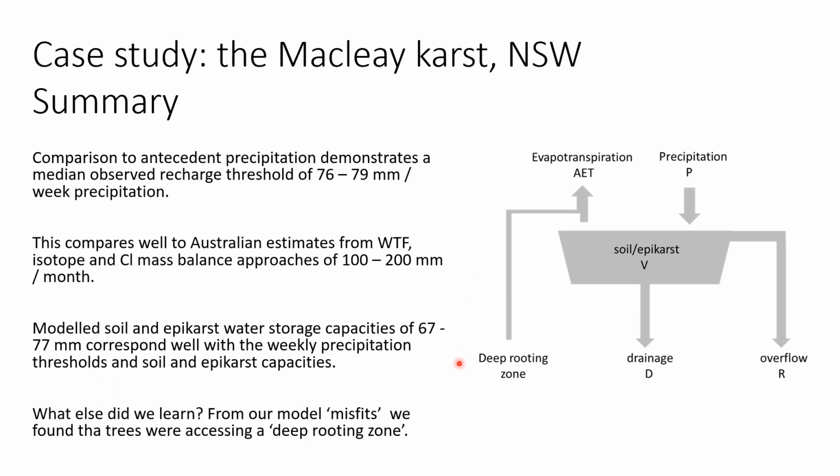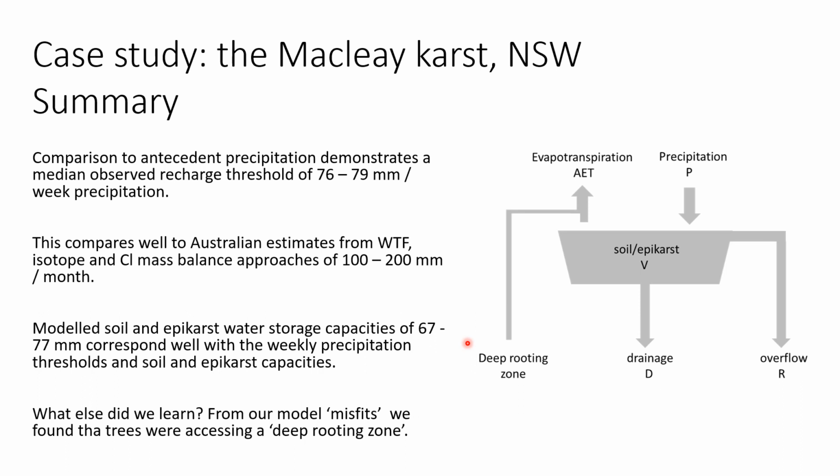And our modelled soil and epikarst water storage capacities of 67 to 77 millimeters of rainfall equivalent corresponds very well to this value here, which suggests that you get recharge after 76 to 79 millimeters of precipitation over a week. Of a similar order of magnitude. So that gives us confidence that the model is making sense and it's doing a good job. It's realistic.